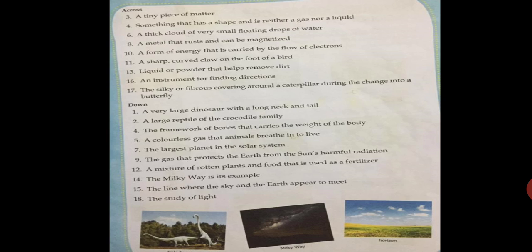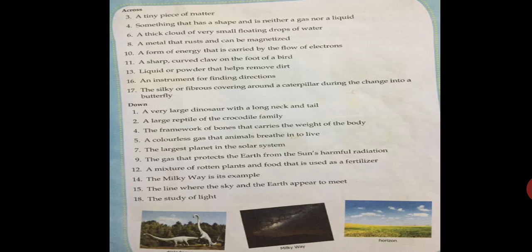First, the first point which we will arrange horizontally, number 3 in our crossword set. Number 3, a tiny piece of matter. What is this? This is actually a particle. P-A-R-T-I-C-L-E. Particle.